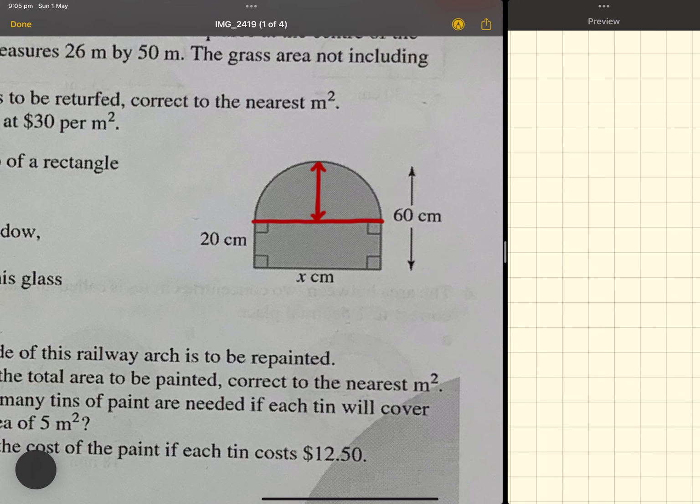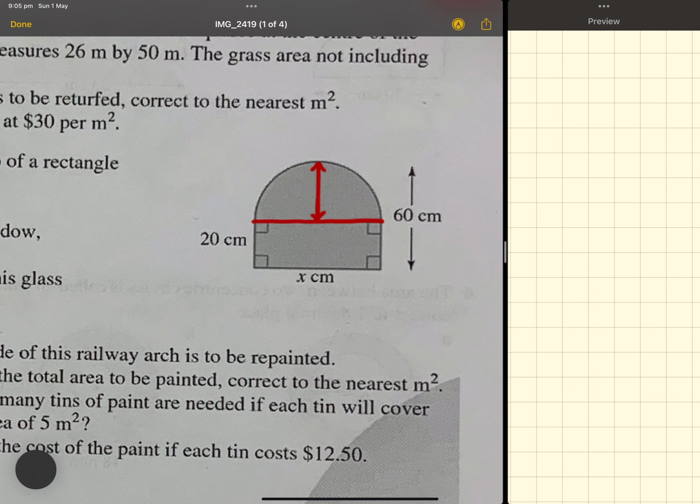Calculate the total area of the window. Okay, you want to find the area? No problem. Now we have already x is equal to 80, so that means 80 is here. So from that we can find the area of the rectangle. The area of the rectangle is 20 times 80. So I'm going to write that over here: area of the rectangle is equal to 20 times 80.